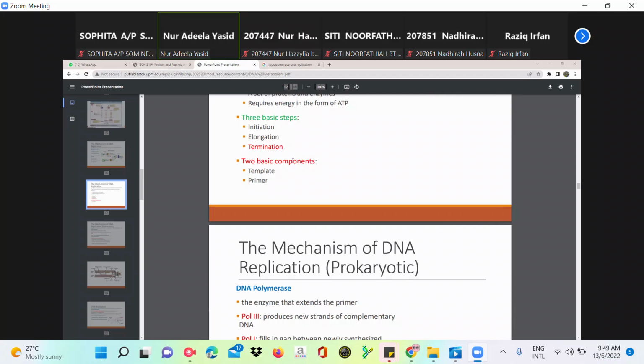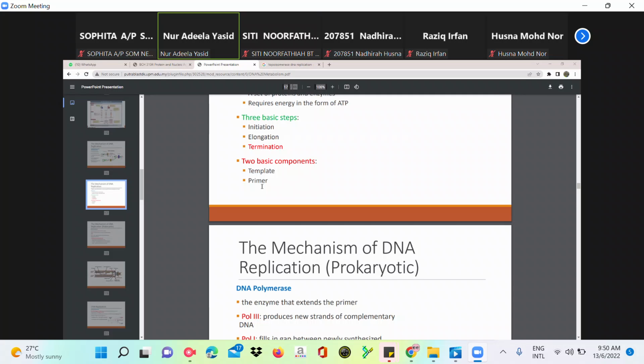So these are the most important basic components. We need to have a template, which is the DNA sequence, and also a primer. Primer is something needed to start the DNA replication. In the PCR process, we need to design a primer, meaning that once we have the DNA sequence, we can download, for example, the genome sequence of E. coli. But we want to focus on cell wall binding protein.